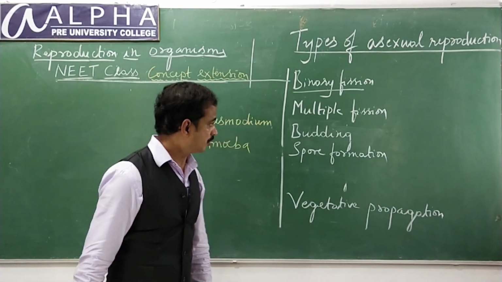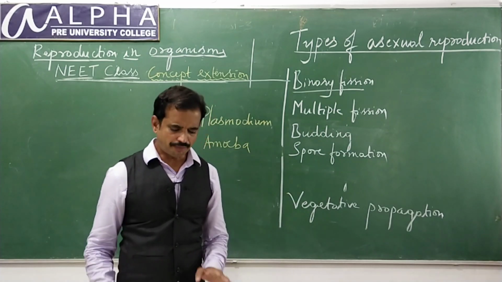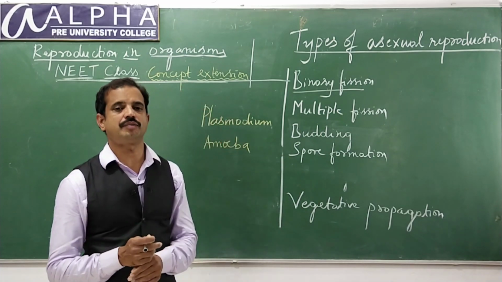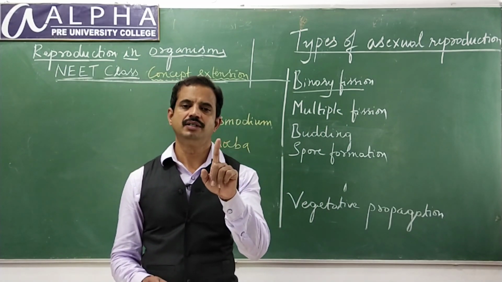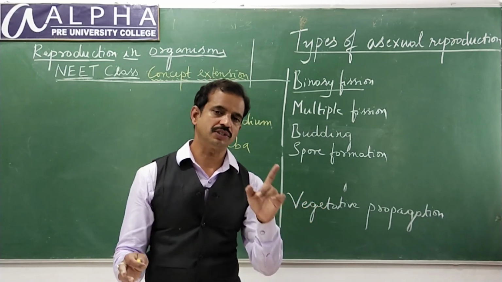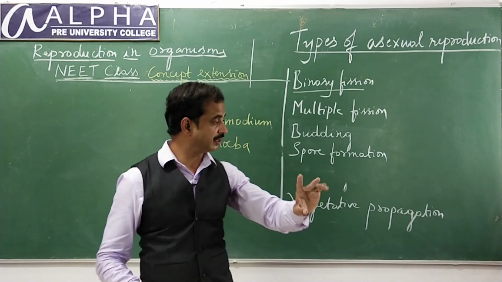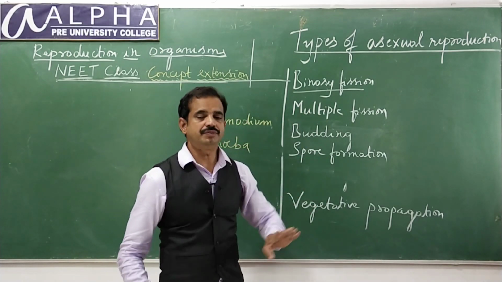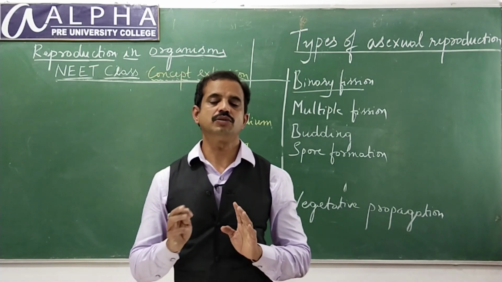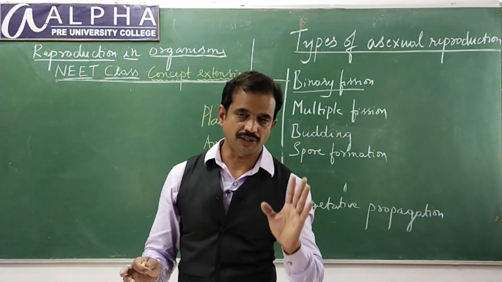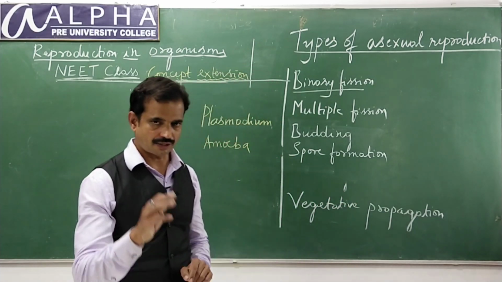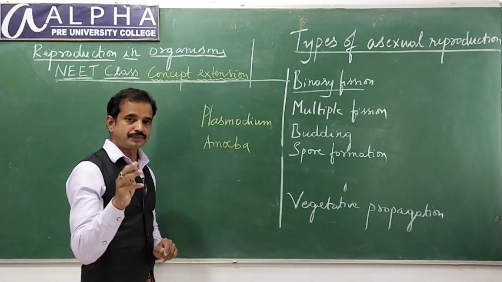Okay students, now let us go to multiple fission. A multiple fission is a type of asexual reproduction where a single parent gives rise to many daughter individuals at a time. In binary fission, a single parent gives rise to two daughter individuals. Here in multiple fission, a single parent is going to give rise to many daughter individuals at a time. You have studied this as a part of your theory discussion.